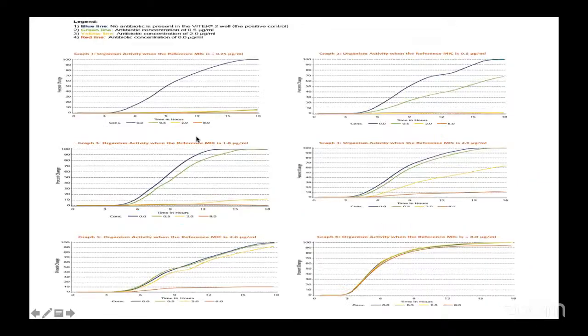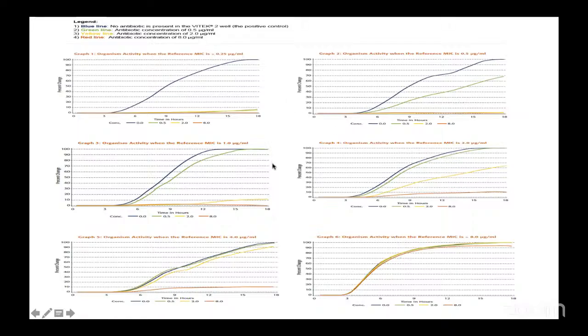Now, to see this in a further manner, consider the organism activity. Suppose the MIC reference value is 0.25. That is a very, very sensitive organism, so this will be the curve, which is similar to as if there is no antibiotic present in the Vitek 2 well. This blue line is actually your control. Now, if your reference MIC is 1, what will happen? This green line will tell you that there is an MIC curve, which is different from the control organism. Then when your MIC is, say, 8, let's come to this, what's happening?